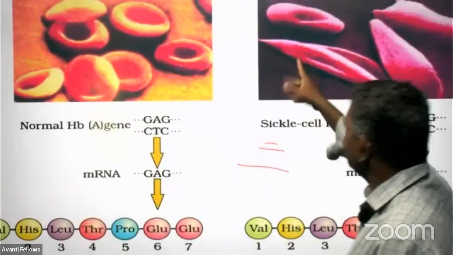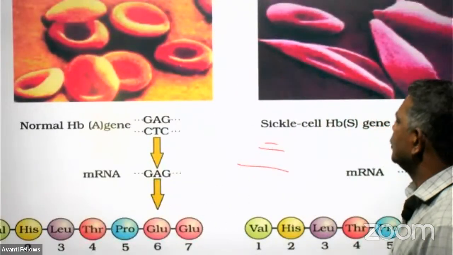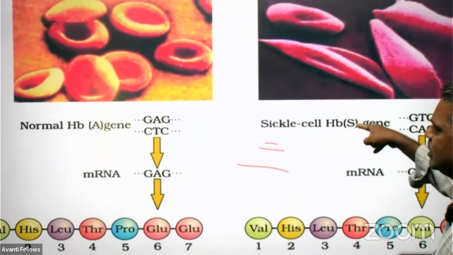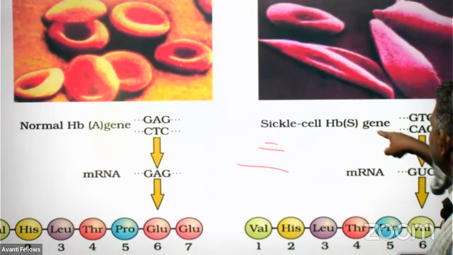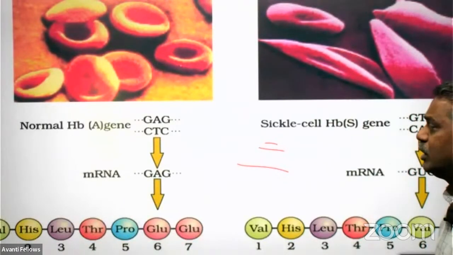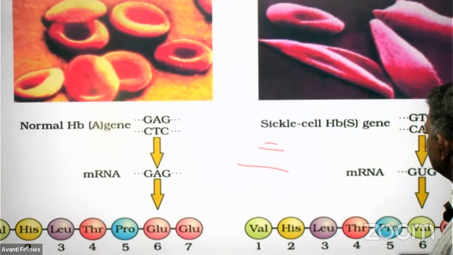Suppose it is defective because of the mutation. What happened in the defective HBS? S means sickle cell. And this gene is here, this is the DNA. The correct sequence is GAG and CTC. And because of the defect, what happened? The central one, which is called the point mutation: instead of A, this will be T, and instead of T, this will be A.